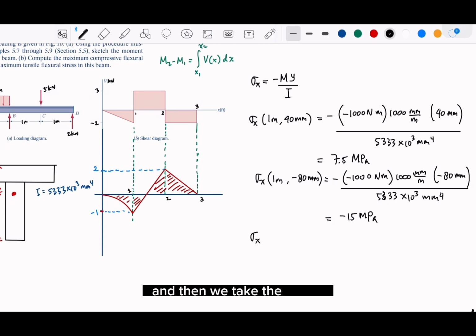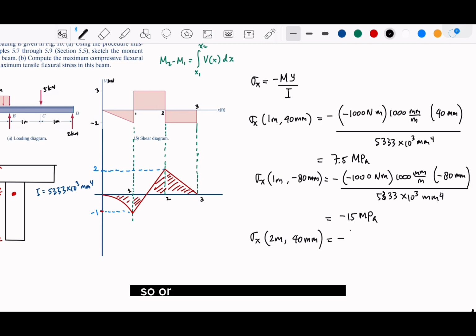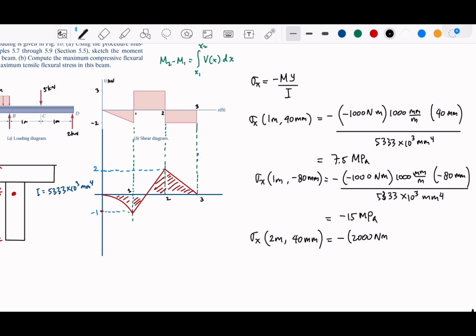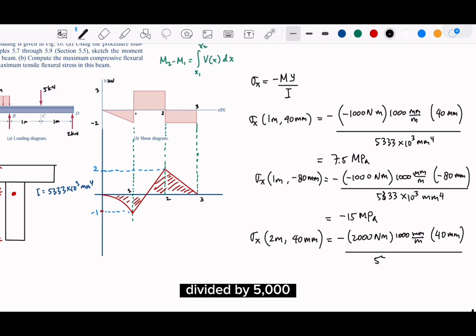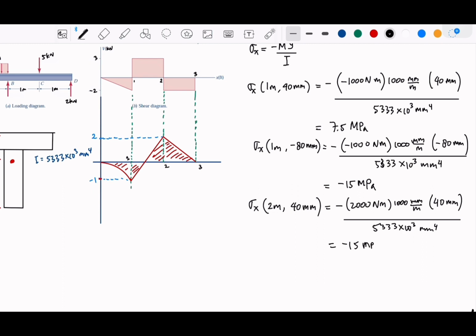And then we take the at 2 meter, and y is 40 millimeter. Now we are going to take the 2 kilonewton meter, or 2000 newton meter. And then this is 40, divide by 5000. And this will be equal also to negative 15 also. So at this 2 meter, this equals, okay?